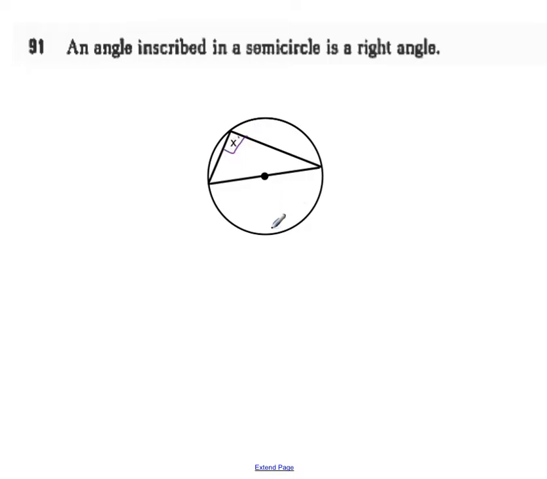But of course, based on the theorems we already know, we can figure that out because a semicircle is 180 degrees, and my angle is on the circle, and it intercepts this arc, so the angle has to be equal to half the arc, or 90 degrees.